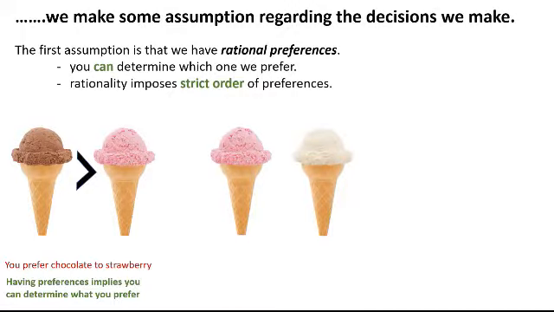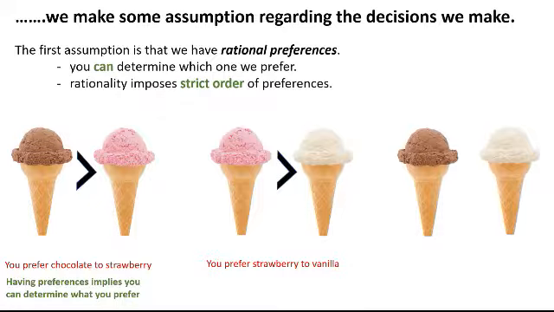Now suppose we're given the opportunity to choose between strawberry and vanilla. So in this case, I prefer strawberry over vanilla. And so again, we could annotate it with the greater than sign. Now the strict order implies the following. If we're given the opportunity between chocolate and vanilla, given that we like chocolate more than strawberry and strawberry more than vanilla, therefore the strict order implies we must prefer chocolate to vanilla.